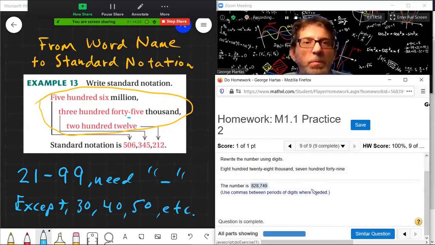Okay, so this is how you perform word name and standard notation interchanging.